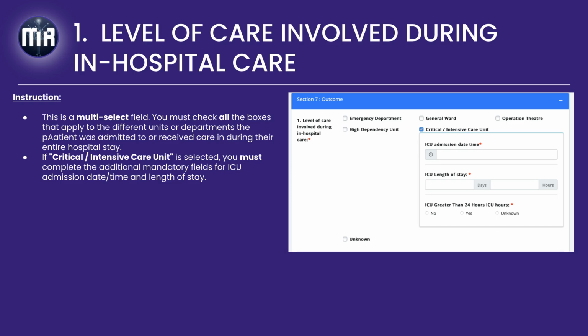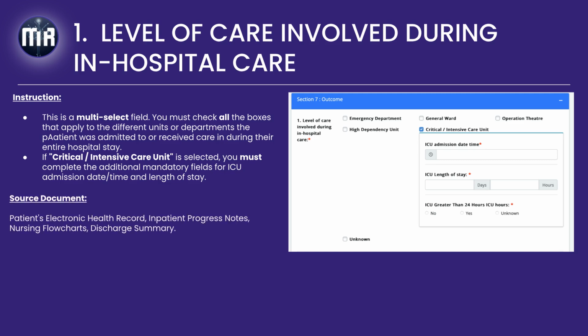For example, a common pathway for a severe trauma patient might be from the emergency department to the operating theater, then to the critical or intensive care unit, and finally to a general ward before discharge. In this case, you would need to check all four boxes. It is critical to note that if you select critical/intensive care unit, a new set of mandatory fields will appear. You must then enter the specific ICU admission date and time, and the total length of stay in the ICU. Your source documents for this information will be the patient's complete electronic health record, their inpatient progress notes, nursing flowcharts, and the final discharge summary.